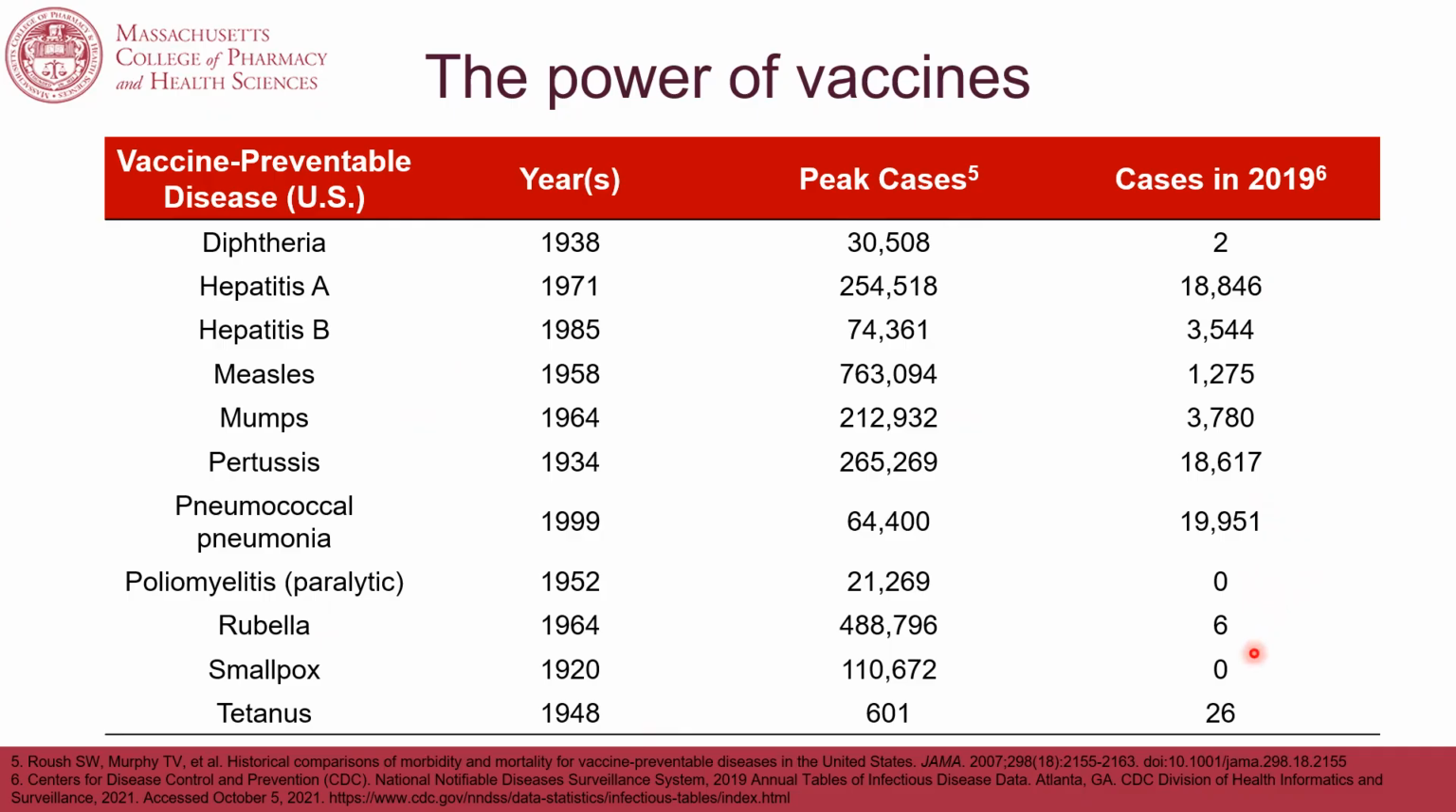Just know, of course, you see 0 here because smallpox has been eradicated. In 2019, there were no cases of polio, but polio has not been eradicated. I just want to emphasize that. There are still cases worldwide.